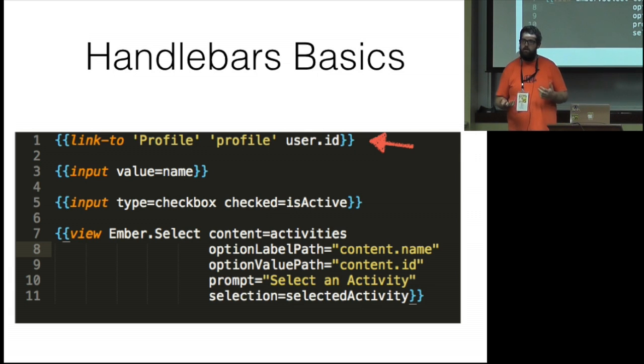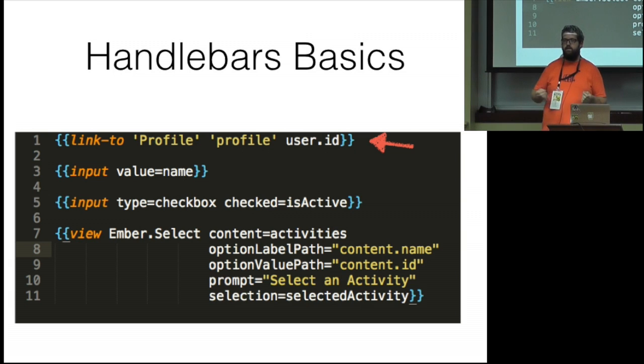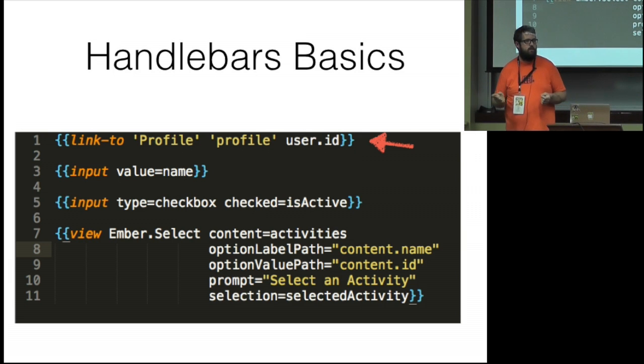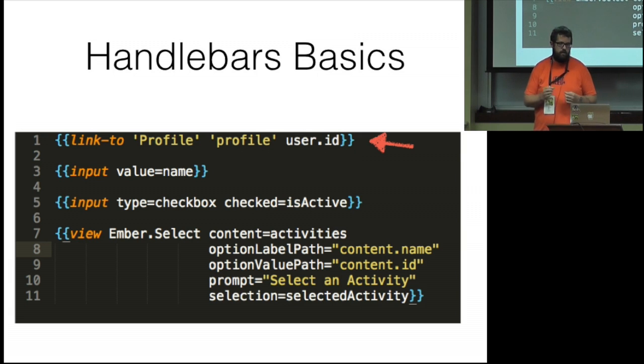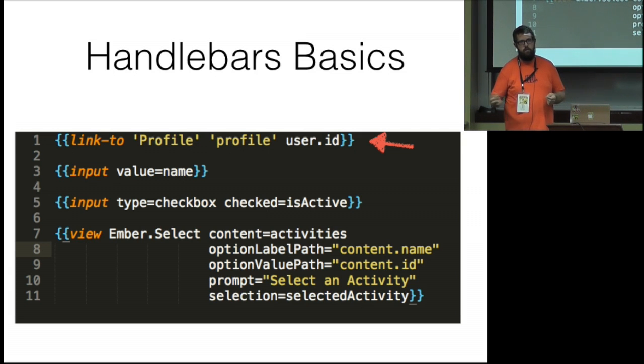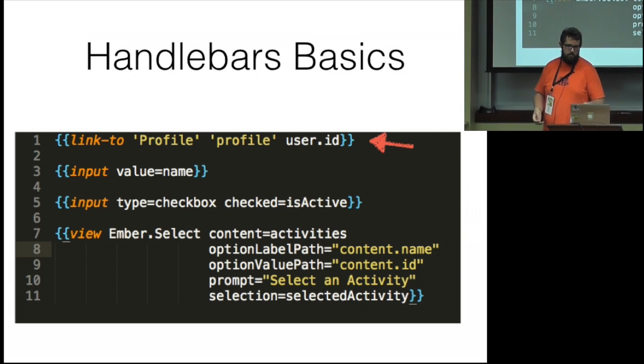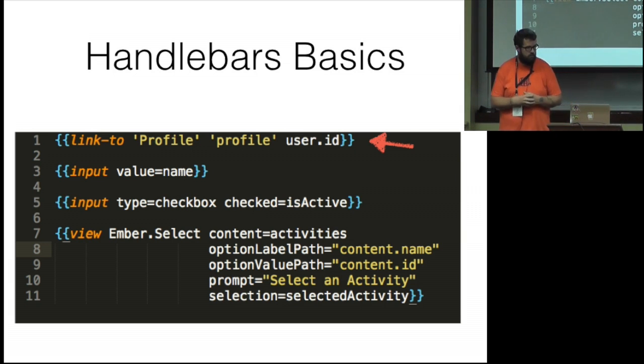You also have some other helpers that help you put your app together, like the link-to. If I need to navigate to another route, the syntax is pretty simple. The first argument is what shows up in the link tag, so this link would say profile. The second argument is the actual route I'm going to, so the profile. And the last argument is any data that you want to pass to the model handler. In this case, I want to pass the user ID, and we'll get to that in a second.